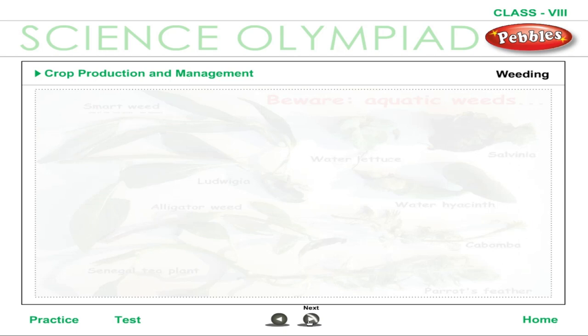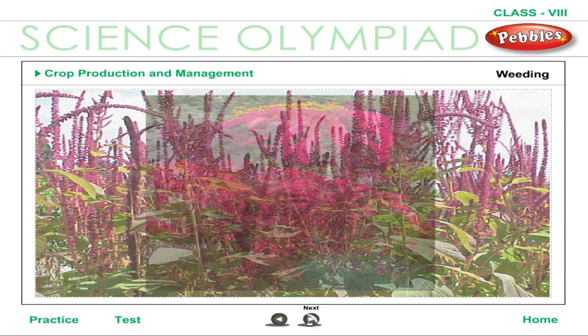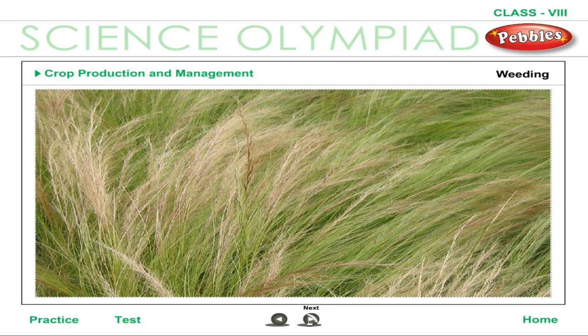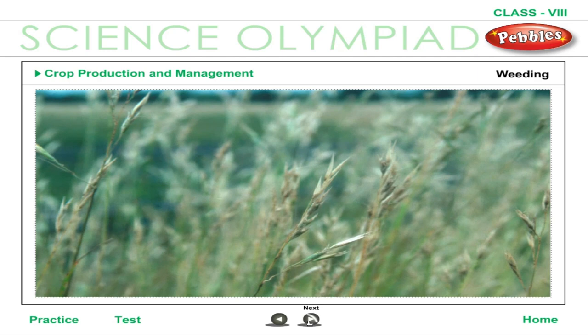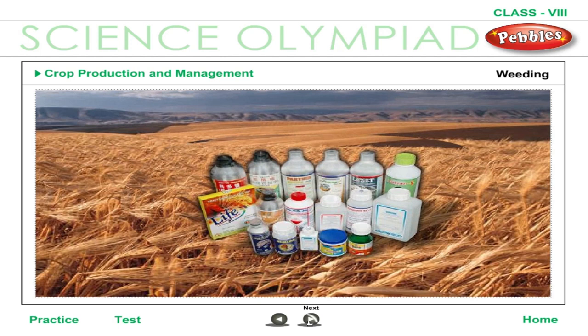Weeding. Sometimes undesirable plants start growing next to the planted crops. These undesirable plants are called weeds. The need for removing weeds arises because weeds compete with the crops for water, sunlight, and nutrients, thus reducing crop produce. Some of the commonly occurring weeds are amaranthus, cholai, wild oat, grass, and chenopodium, bautwa. The process of removing weeds is called weeding. This may be done manually or by spraying weedicides.